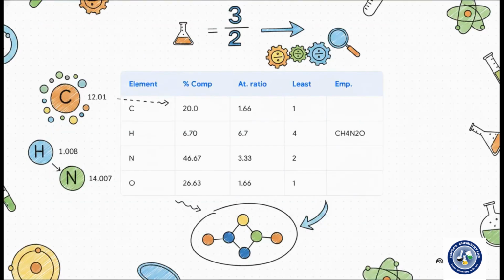So how do we calculate it? The math here is deeply satisfying. You start with the percentage composition, say 20% carbon and 46.67% nitrogen. You divide those by their atomic masses to get the atomic ratio. Then you just divide all of those by the smallest ratio to find your simplest whole numbers. Step by step, the math cleanly spits out the empirical formula, CH4N2O.